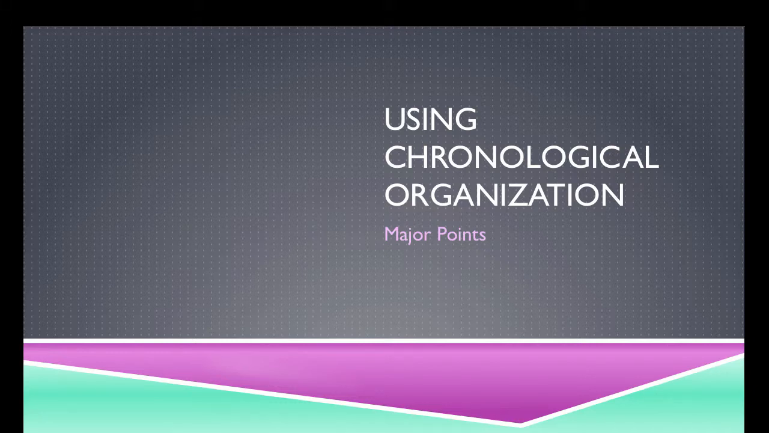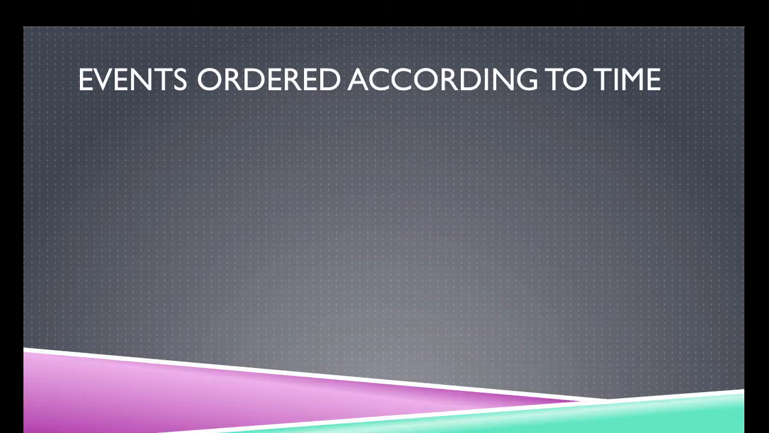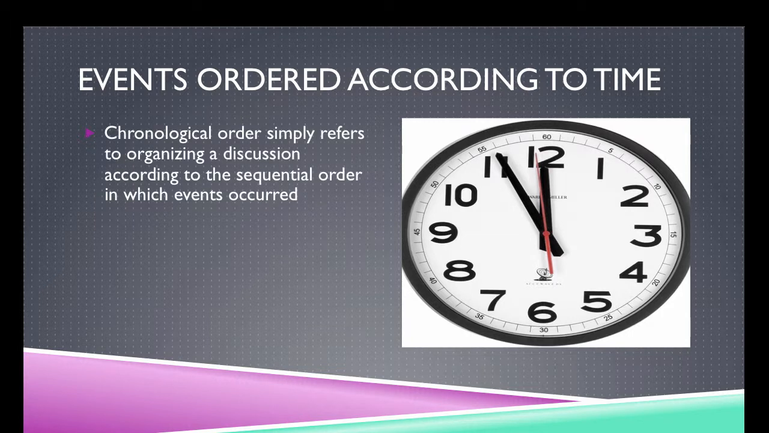Okay, we're going to discuss how to use chronological organization, which you might need to use for all or part of your second paper. Chronological order simply refers to organizing a discussion according to the sequential order in which events occurred. In other words, it follows time. What happens first, what happens second, what happens third.